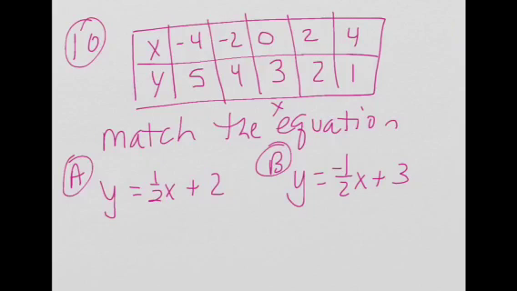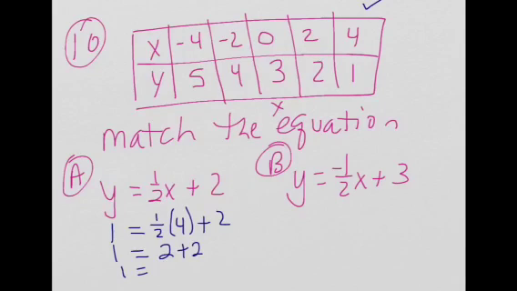In this case, when we're trying to figure out which equation goes with the function table, the easiest thing to do is pick an ordered pair. So I'm going to pick ordered pair 4, 1. So I'm going to put 1 in for the y, and I'm going to put in the 4 for the x, and we're going to see if this works. So 1 is equal to half of 4, which is 2, plus 2. So 1 is equal to 4. So that doesn't work. So now let's try it in the second equation.